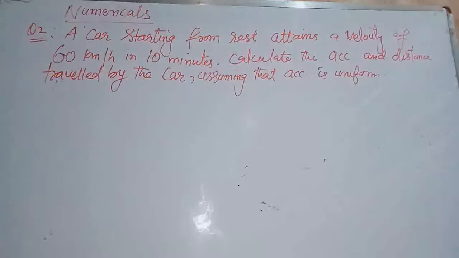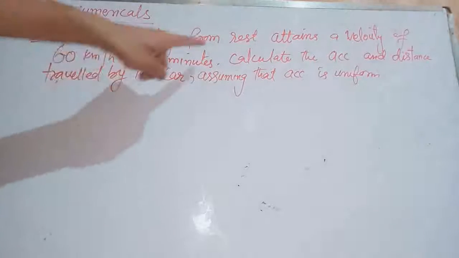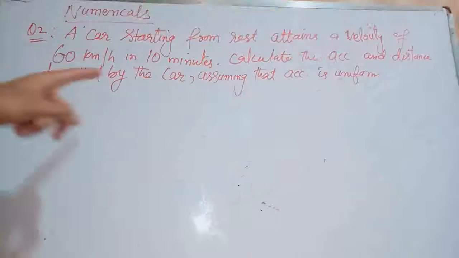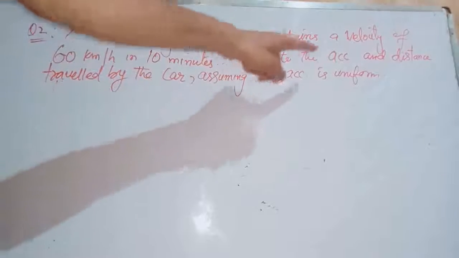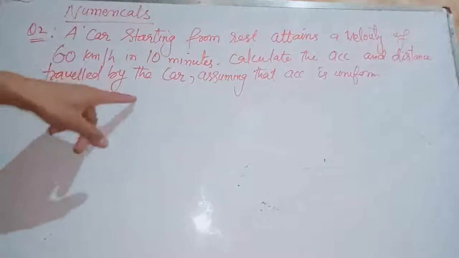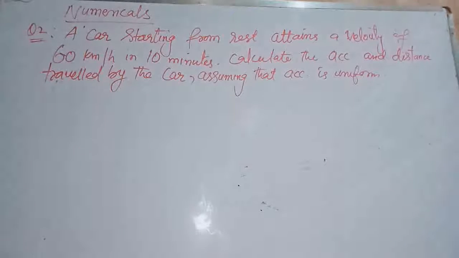This is the second question, which reads: A car starting from rest attains a velocity of 60 km per hour in 10 minutes. Calculate the acceleration and distance traveled by car, assuming that acceleration is uniform.